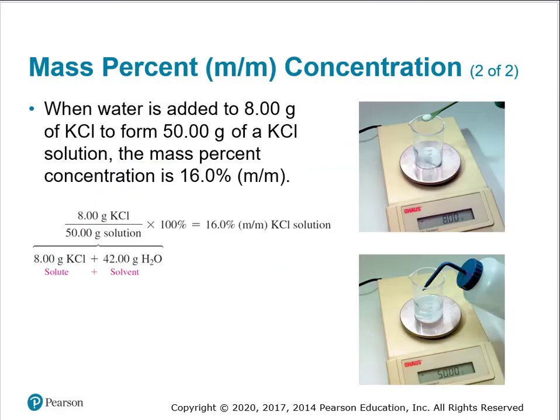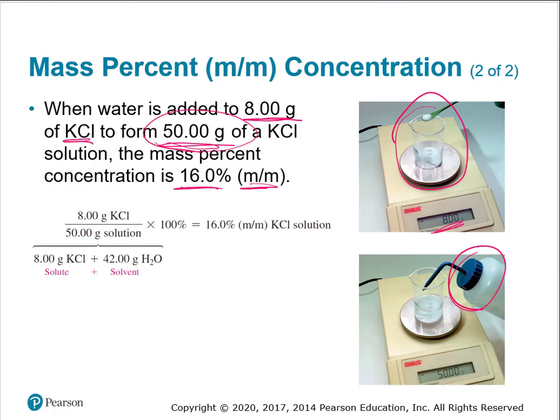Back to the mass percent, let's look at a sample problem. When water is added to 8.00 grams of KCl to form 50 grams of a KCl solution, the mass percent concentration is 16%. Notice it says m/m, which is mass. I could find a few things from this. Notice I have a beaker here sitting on a scale, and we put 8 grams of that KCl into that beaker, and then it said that we formed 50 grams of solution.